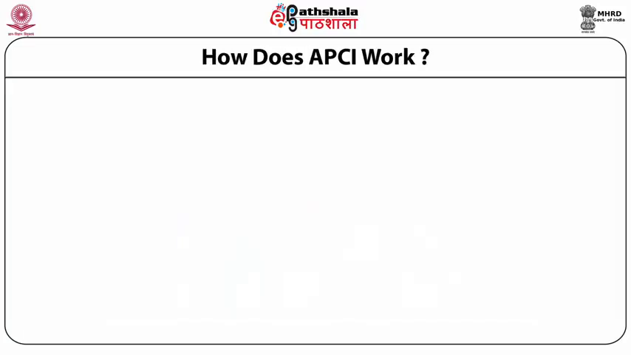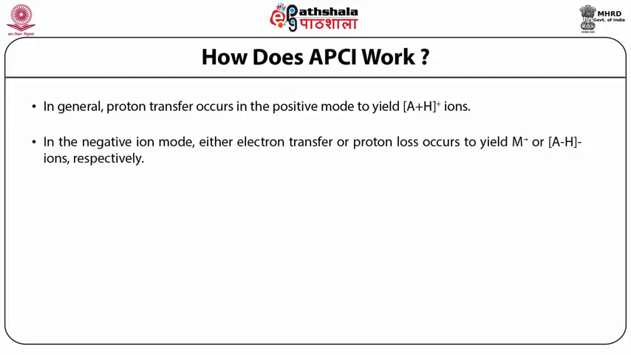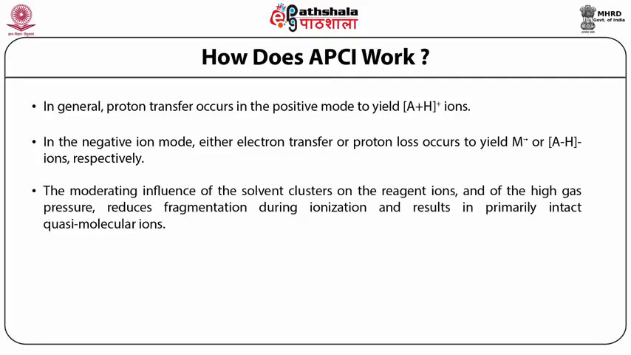How does APCI work? In general, proton transfer occurs in the positive mode to yield M+H+ ions. In the negative ion mode, either electron transfer or proton loss occurs to yield M-dot minus or M minus H minus ions, respectively. The moderating influence of the solvent clusters on the reagent ions and of the high gas pressure reduces the fragmentation during ionization and results in primarily intact pseudomolecular or quasi-molecular ions.